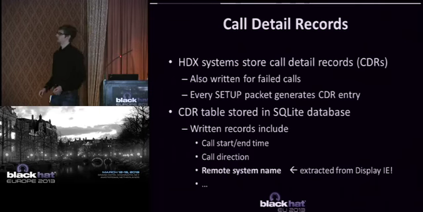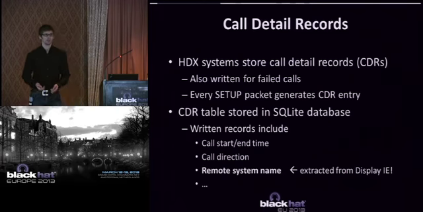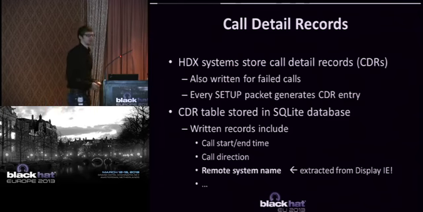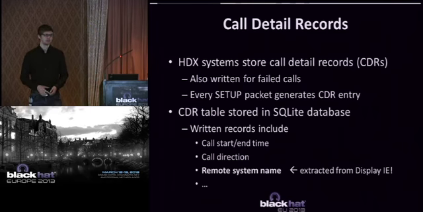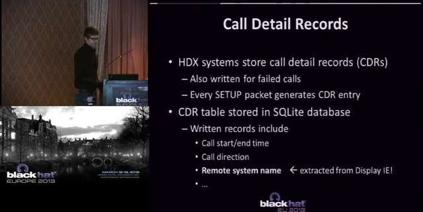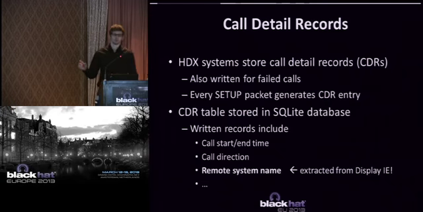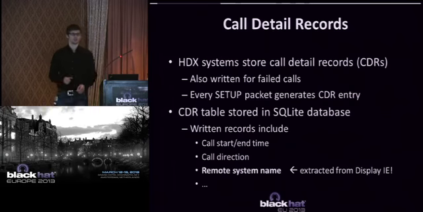So those HDX devices have something called the call detail records, which is kind of a database which stores all the calls. This includes successful calls, but also failed calls. And those entries are stored in a database based on SQLite on the device. Every record includes information such as the starting time of a call, the reason for failure, stuff like that. And it also includes the remote system name. And this one is actually directly taken from this initial setup packet we are sending.